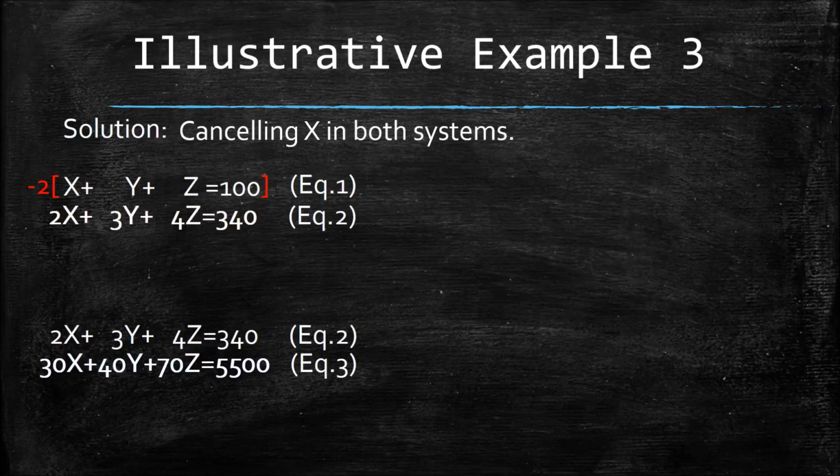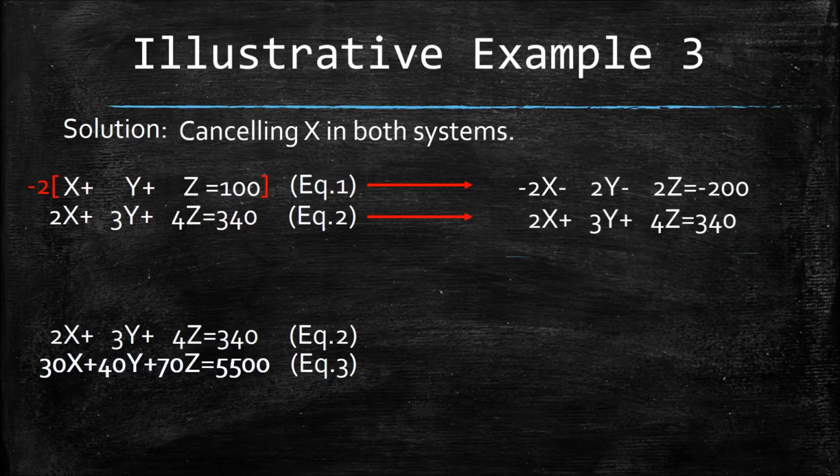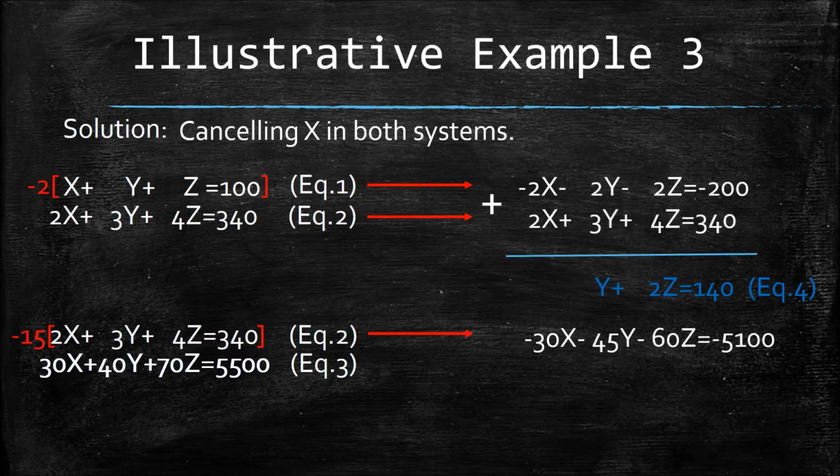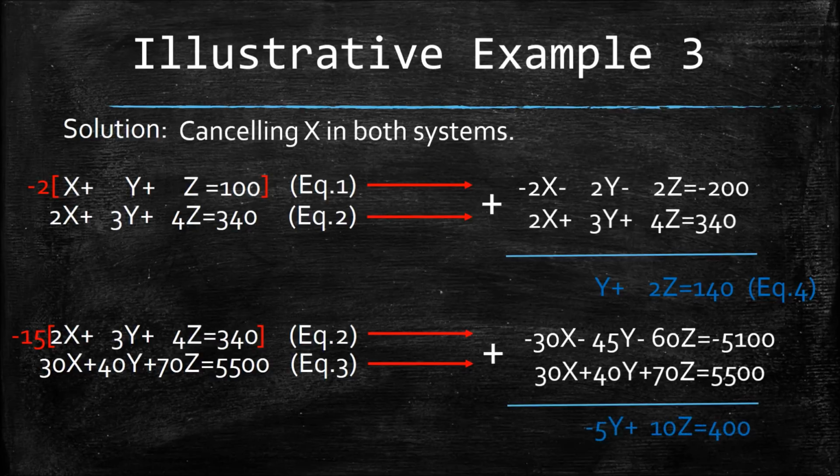So we have to multiply negative 2 to equation 1, and that would give us negative 2x minus 2y minus 2z is equal to negative 200, and let's add that to equation 2. We get y plus 2z is 140, and we name that equation 4. In the second system, we can also multiply negative 15 to equation 2, and we get negative 30x minus 45y minus 60z is negative 5,100, and we can add that to equation 3 to get negative 5y plus 10z is equal to 400, and we name that equation 5.